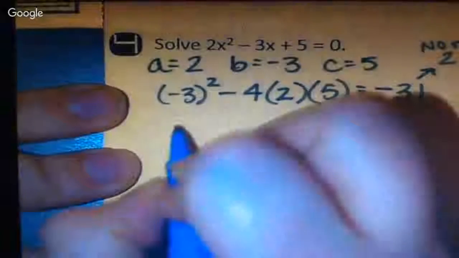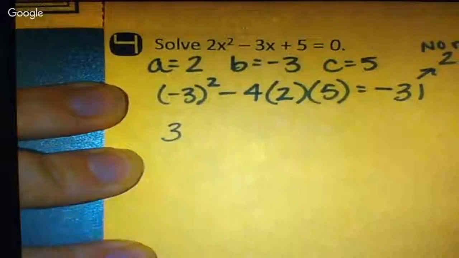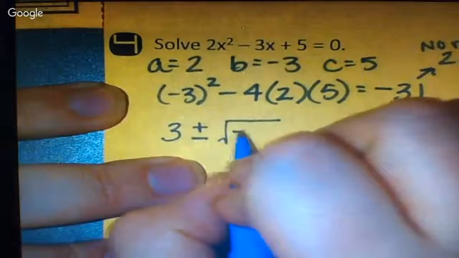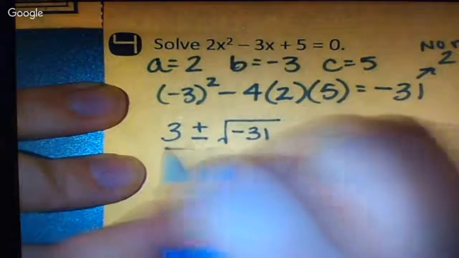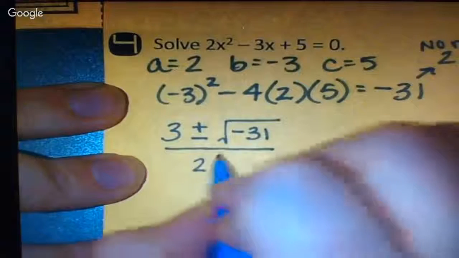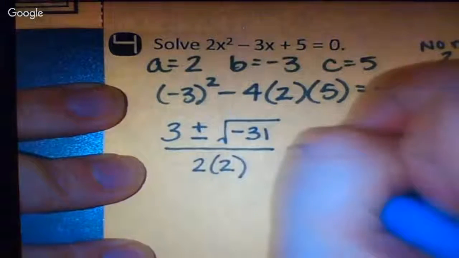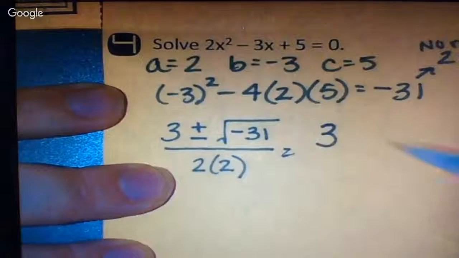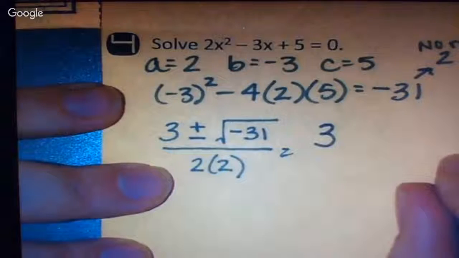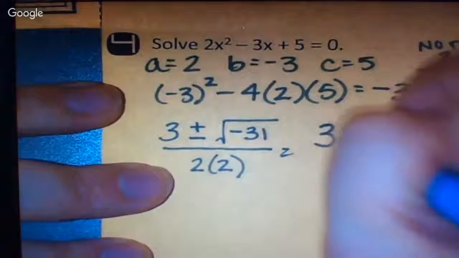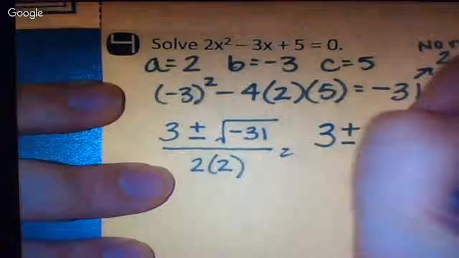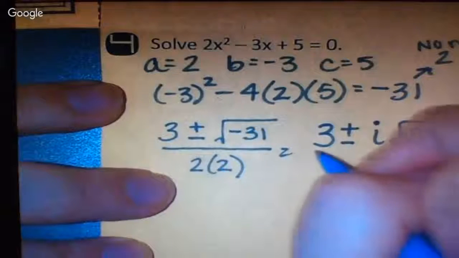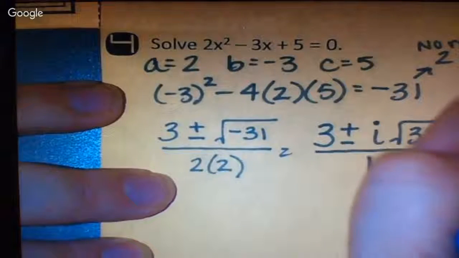So my B becomes positive when I plug it into the quadratic formula, plus or minus the square root of -31 all over 2 times 2. Okay, so 3 plus or minus. To get rid of that negative underneath the square root, it becomes i, and you keep your square root of 31 all over 4.